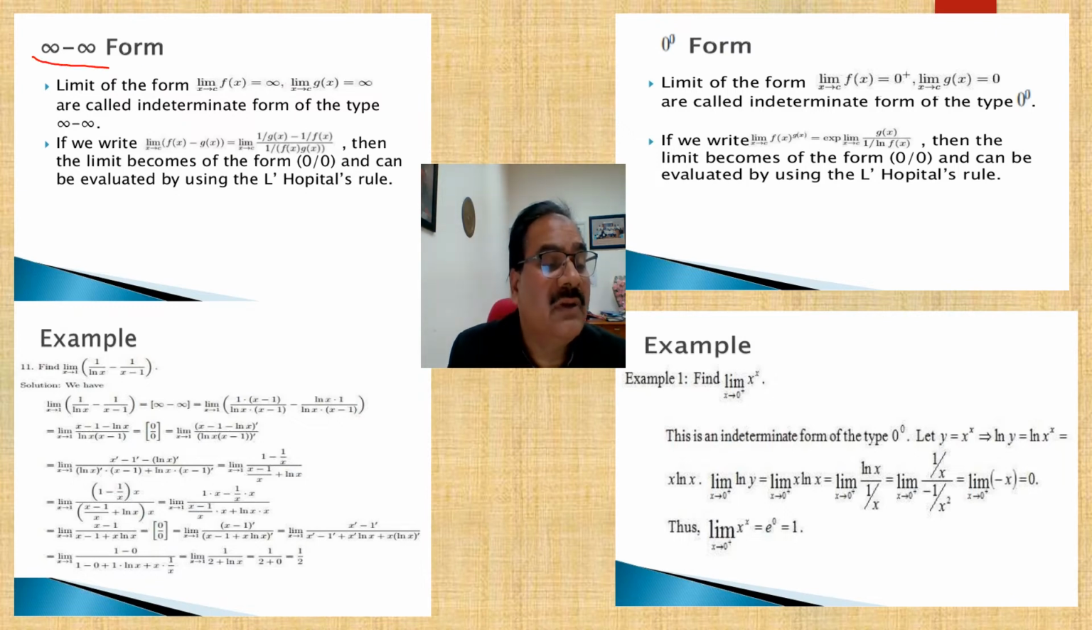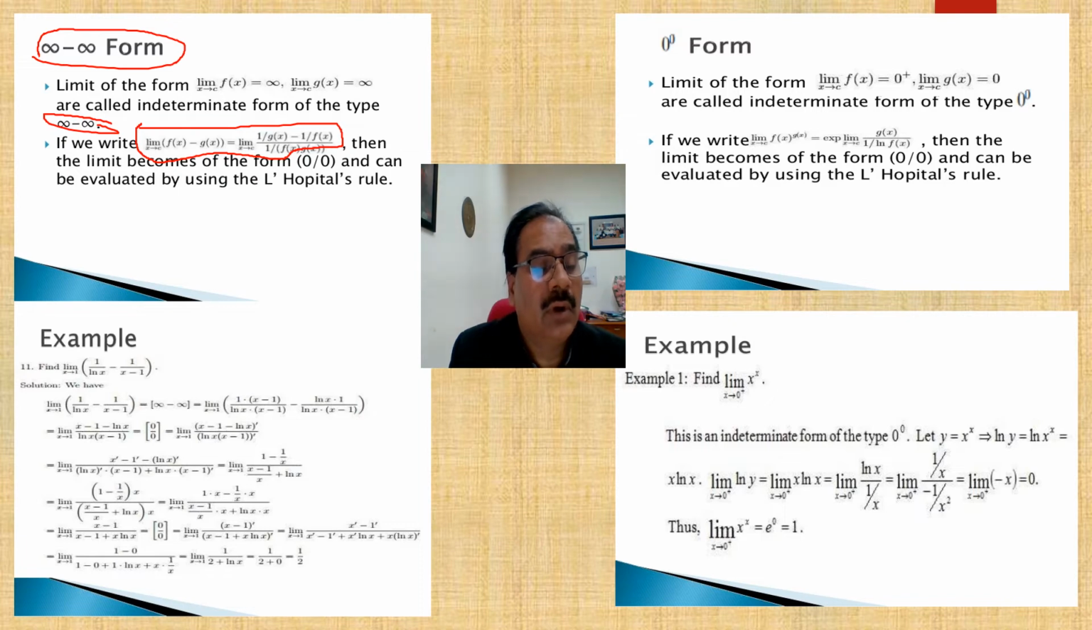Now, the next form is the infinity minus infinity form. Limit as x tends to c of f(x) equal to infinity, and limit as x tends to c of g(x) equal to infinity, are called indeterminate forms of the type infinity minus infinity. If you write this as this, then you will get this. It means you have to remember this form.